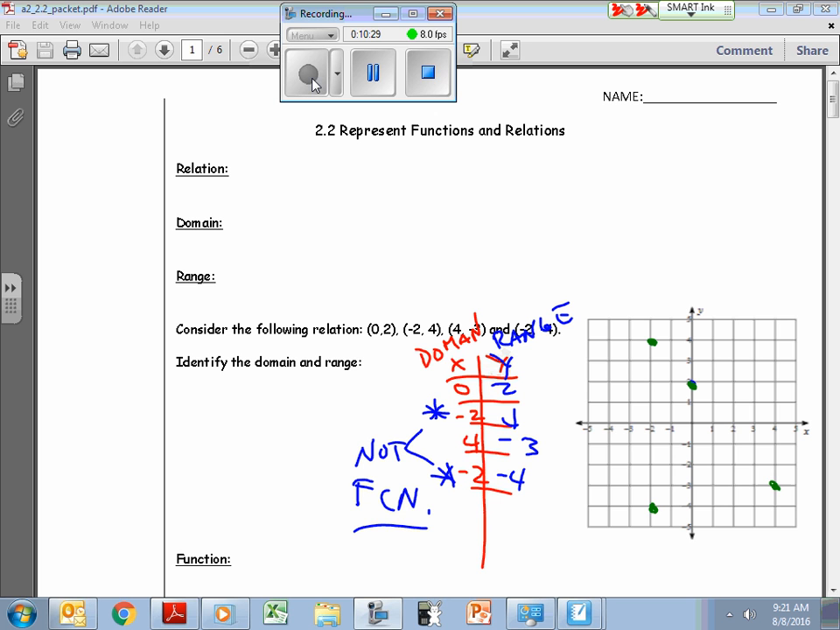But here's what you do. With your pen or pencil, when you look at a picture, and this is a picture, even though it's scattered dots, you try to find any two of those dots where you can draw a vertical line that hits both of them. It's called the vertical line test. Please write that. Vertical line test.